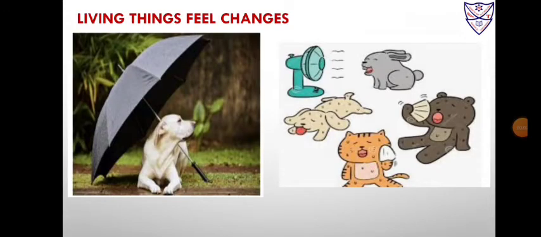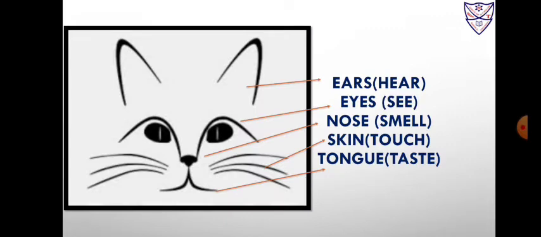Living things feel changes around them. They feel hot and cold weather. Now, how do they feel all these things? All living things have five sense organs through which they can feel the changes around them. The five sense organs are ears, eyes, nose, skin, and tongue. Ears help us to hear, eyes help us to see, nose helps us to smell, skin feels the touch, and tongue tastes the food. So these are the five sense organs which make us feel changes around us.